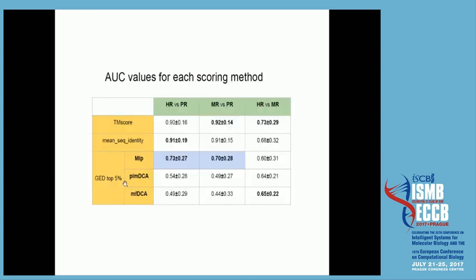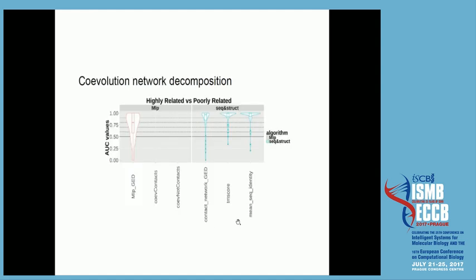We calculated the area under the ROC curve for the different methods to distinguish between those classes. We can see that for the different comparisons of pairs of classes, highly versus poorly, moderately versus poorly, and highly versus moderately related, the TM score, which speaks about the structure similarity, or the mean sequence identity score, gives quite good performance for distinguishing those classes. Though the mutual information is not the best one, it gives quite good predictive performance.